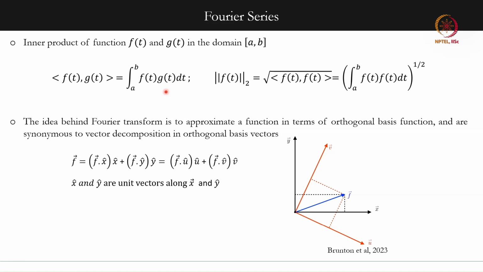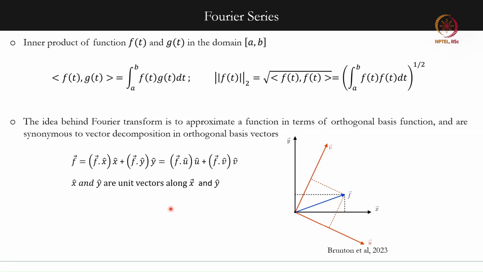So once we have this inner product defined, we can define another important parameter, which is the L2 norm of a function. The L2 norm of the function f(t) is defined as the square root of the inner product with itself, and that is basically nothing but the square root of the integral from a to b of f(t) whole squared dt. So this is actually used to normalize the function, as we'll see in one of our future slides.